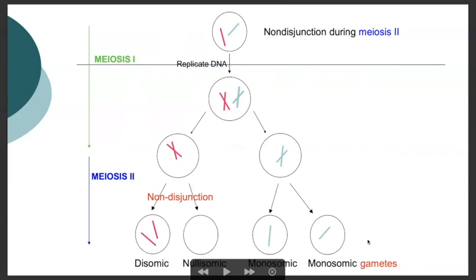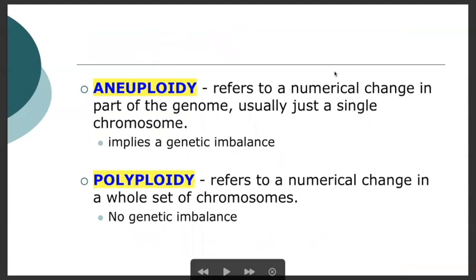So remember, your gametes are monosomic. It should have only one set of chromosomes, while in our somatic cells, we have a diploid set of chromosomes. Aneuploidy refers to a numerical change in part of a chromosome, usually just a single chromosome. It would imply a genetic imbalance. And polyploidy refers to a numerical change in the whole set of chromosomes. And this would confer no genetic imbalance.